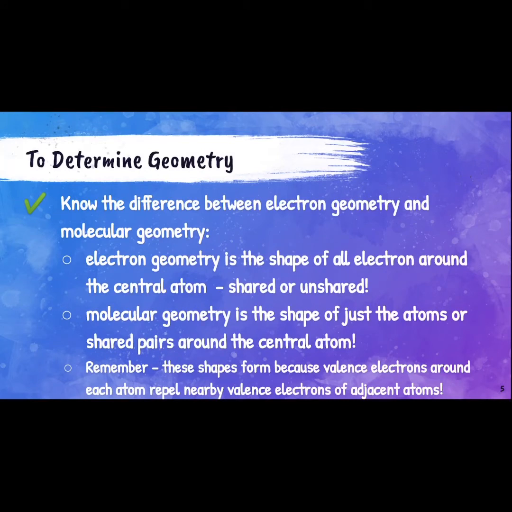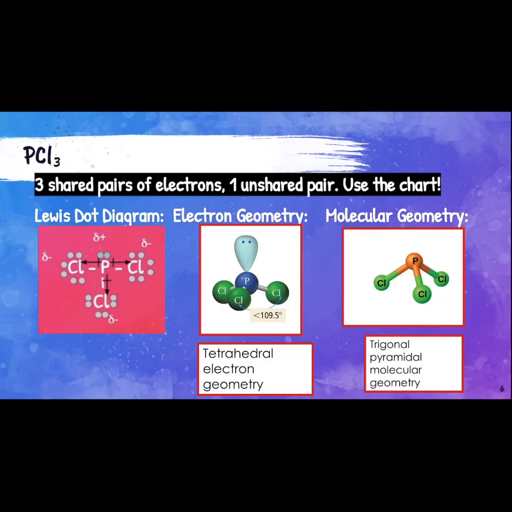So to determine geometry, first we need to know the difference between electron geometry and molecular geometry. Electron geometry is going to be the shape of all the electrons around that central atom, whether they're shared or unshared. Molecular geometry is just the shape of the atoms of the shared pairs around the central atom. So these shapes form because valence electrons repel each other. So electrons are trying to get as far away from each other as they can.